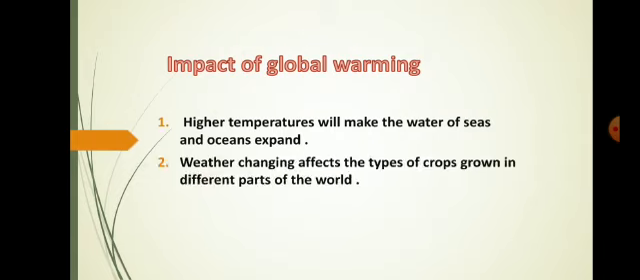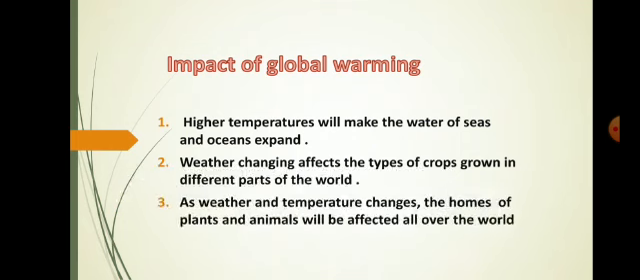Next we'll see the changes in the weather will also affect the types of crops grown in different parts of the world. Some crops such as wheat and rice will grow better in the higher temperatures, but other plants like maize, sugarcane and all may not grow in that climate. So the effect of a change in the weather on plant growth may lead to some countries not having enough food, and people could suffer from hunger also.